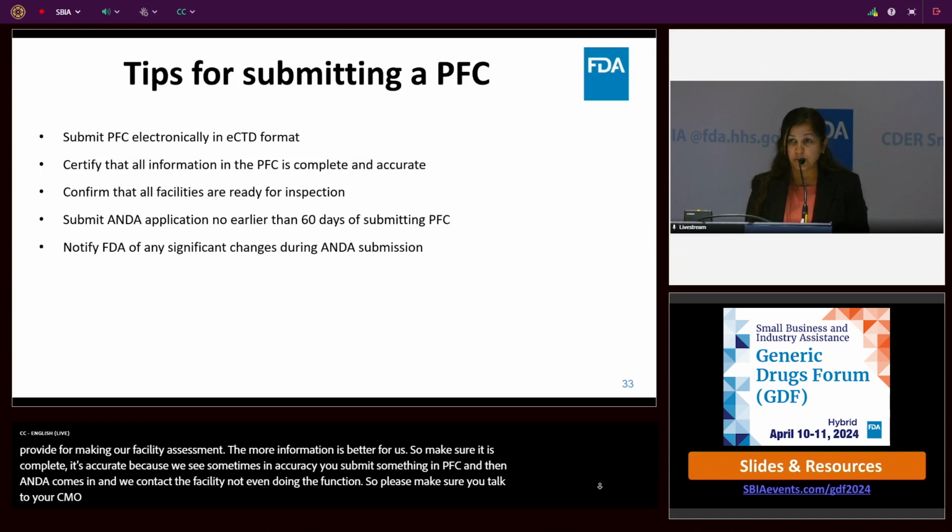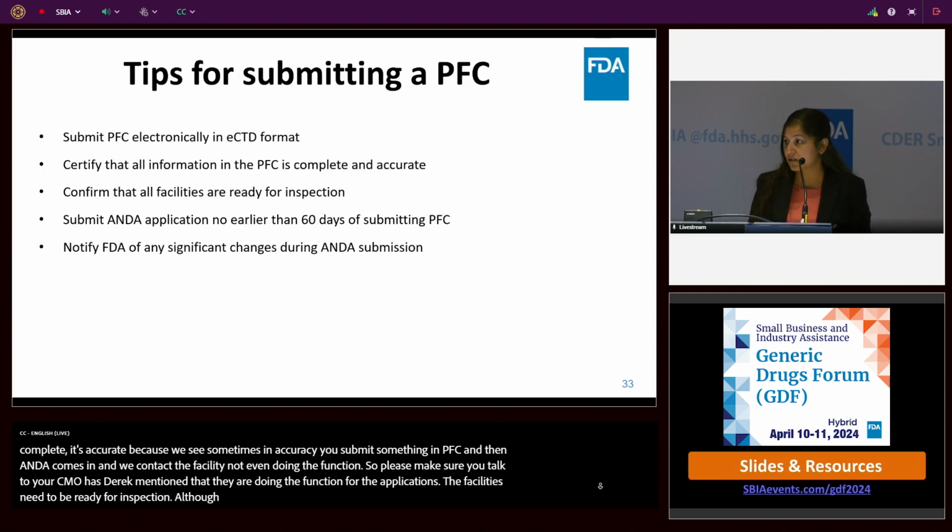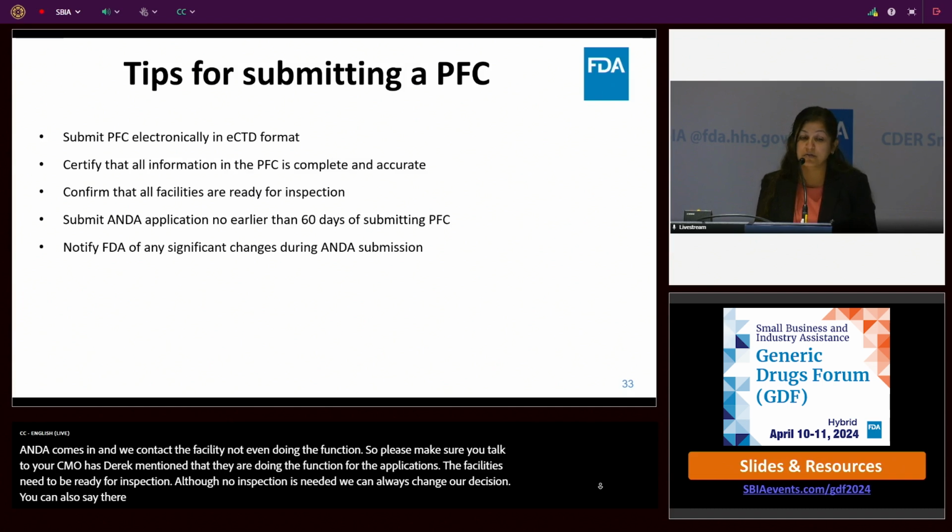The facility needs to be ready for inspection. Although we have determined that no inspection is needed, we can always change our decision during review. If we have more information, say there is a data integrity flag that a reviewer comes up with, then we would need to do an inspection, right? So it doesn't make you exempt from inspection, and facilities have to be ready for inspection.